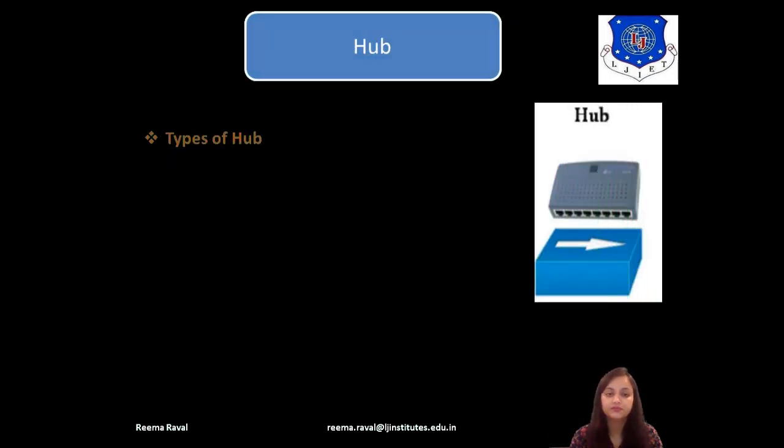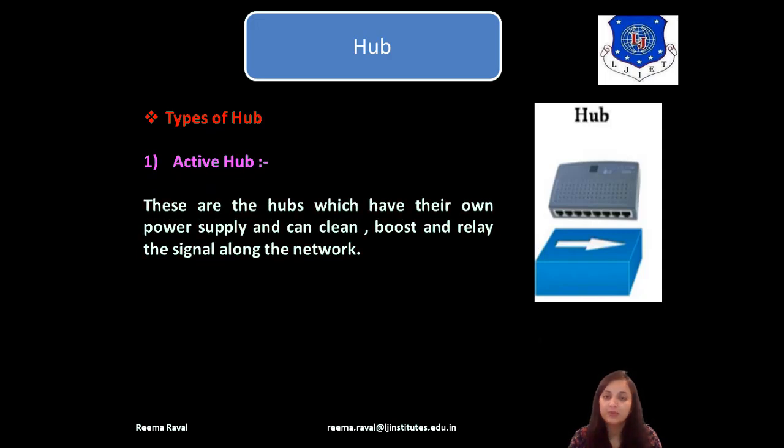Now let us see the different types of hubs. There are basically two types of hubs. Let us see which are these two hubs and what is the difference between these two. First one is active hub. As the name suggests, active hubs are the hubs which have their own power supply and can clean, boost and delay the signal along the network.